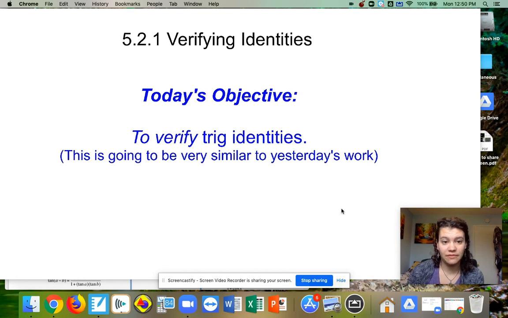All right, so today we're doing 5.2.1. I know it sounds like it's out of order because we haven't done 5.1.2 yet, but this makes more sense to go with this, and then we'll go back to the other stuff in a second or tomorrow. So we're going to verify trig identities.